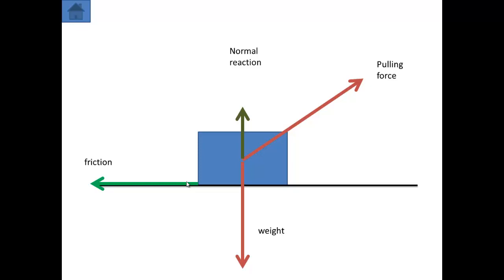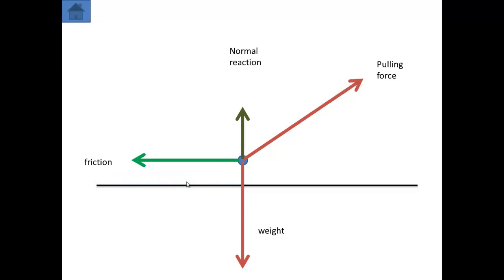We should try to draw this as a point. So let's reduce it to a point. Let's move the friction to there, and really the surface has no bearing on this, so we can get rid of this. So that diagram that we had before can be reduced to this, where we have a point with the forces originating from that point.